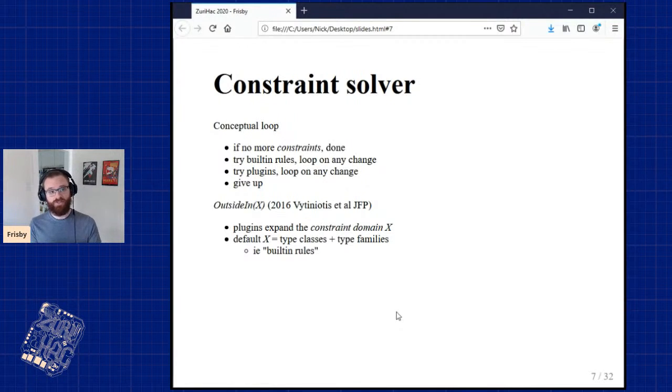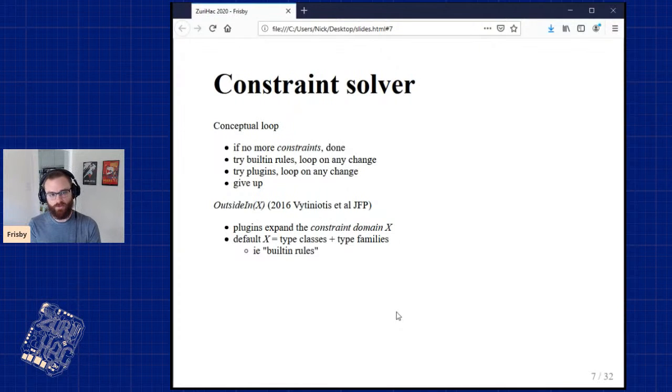And then GHC gives your plugins a chance to make changes. If your plugin finds something that it thinks is relevant and makes a change, then the whole loop will start again. So if your plugin makes a change, then that might trigger another change that the built-in rules can proceed with, etc. So the built-in rules and the plugins interact in this loop until eventually both of them say, there's nothing more I can do with those constraints. And then the loop is over.